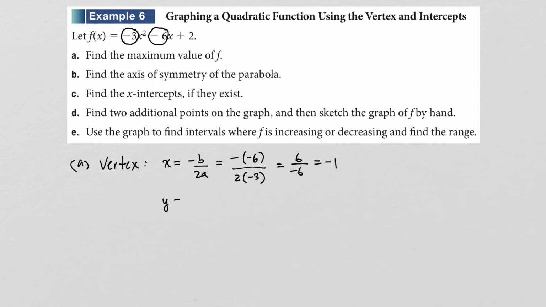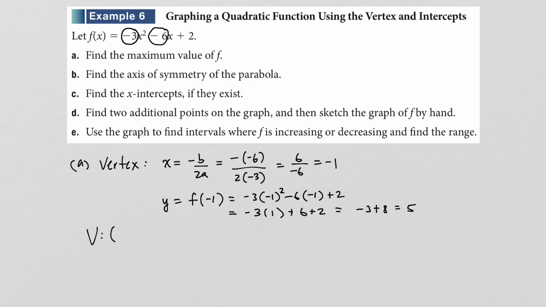And then for the y-coordinate of the vertex, we are now going to take the value x equals -1 and plug it into the function. And when we do this, we get -3 times 1 plus 6 plus 2, and this is -3 plus 8, which is equal to 5. So the vertex for this parabola occurs at x equals -1 and y equals 5.